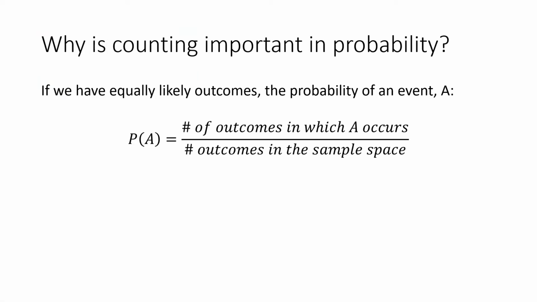So first I want to just talk for a second about why counting is important in probability. Remember that if we have an outcome space where all of the outcomes are equally likely, then we can talk about the probability of an event A occurring as being equal to the number of outcomes in the outcome space in which A occurs, divided by the total number of outcomes in the sample space. So being able to count the number of outcomes is going to be a useful skill when we are calculating probabilities.